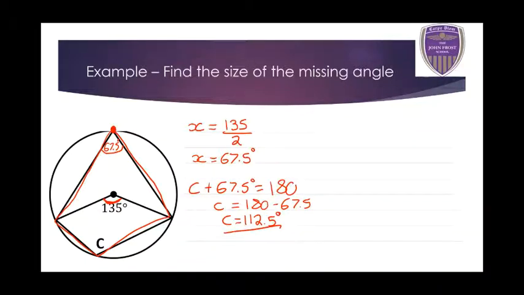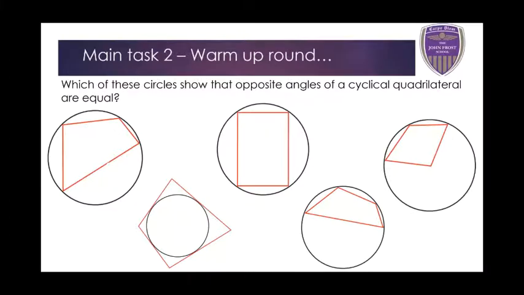So now we're using all the rules that we've learned over the past couple of lessons, and we're just applying them to solve these multi-stage problems. Okay, let's have a look at the warm-up task for this second main task. So here we go, second warm-up task. Which of the circles show that opposite angles of a cyclical quadrilateral are equal? In other words, which of these circles can we use the new rule that we've just learned? Pause the video and have a think, and have a go.